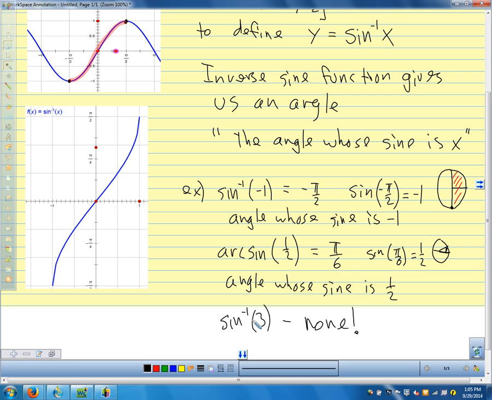All right. We'll do a couple more examples like this. This is what your homework is like tonight. Finding the inverse sine of negative 1. Find the inverse sine of 1/2. Unit circle problems.